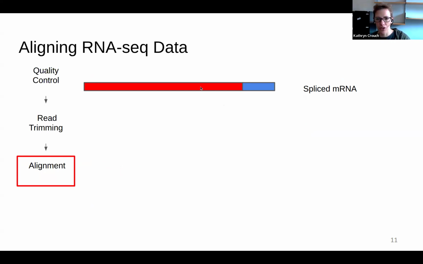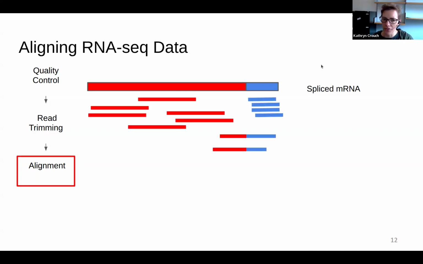So this is our mature mRNA in our sample, and this one has 2 exons, which have been spliced together, a red exon and a blue exon. And when we make our library for sequencing, we're going to sample randomly from all the way across this mRNA. So some of these reads are going to be in the first exon. Some of these reads in blue are going to be in the second exon. But there's also, just by chance, going to be some reads that cross the exon boundary. So part of them is in the first exon and part of them is in the second exon.